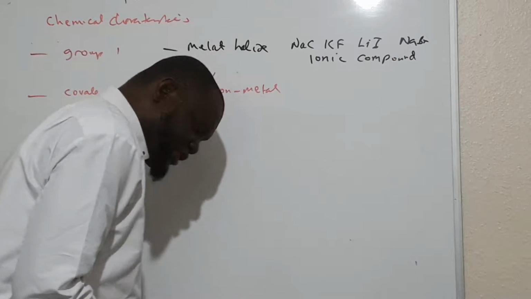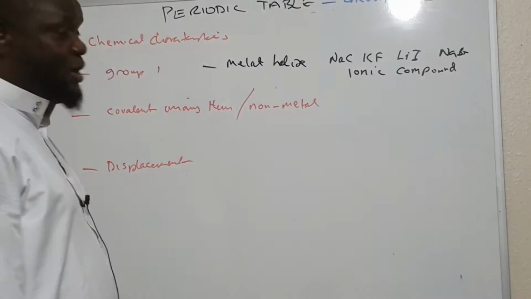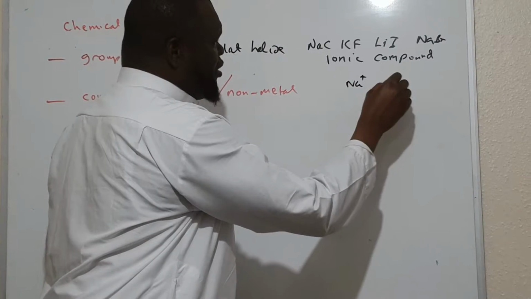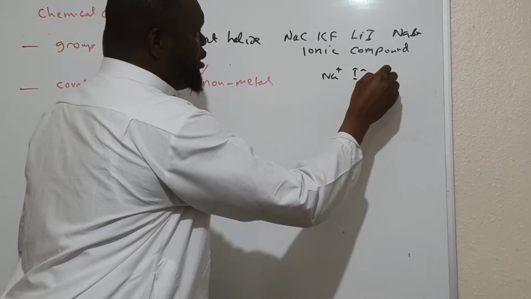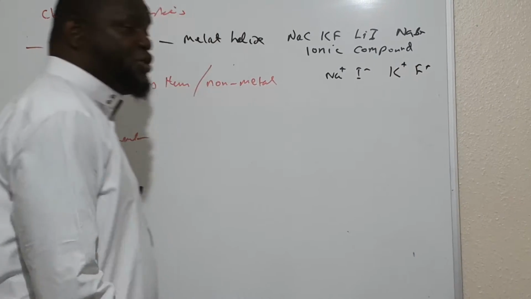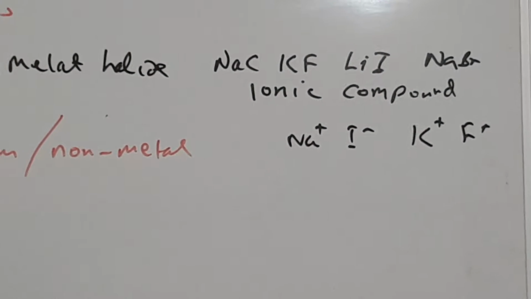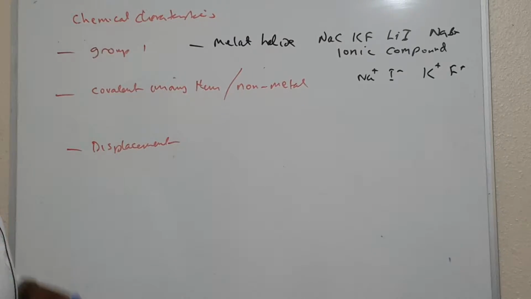They all dissolve in water at room temperature. When they dissolve in water, what happens? They form ions, for example sodium iodide and potassium fluoride. When dissolved in water, they can conduct electricity because of the positive and negative charges.